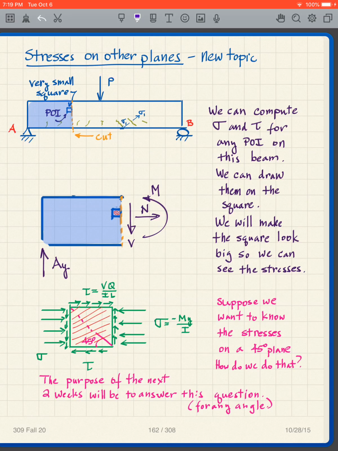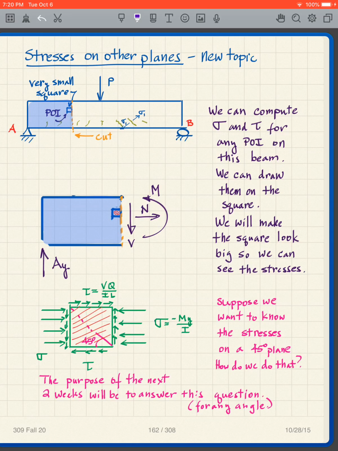So what we have done at this point is that we can compute sigma and tau for any point of interest on this beam. So I have this beam here, and if I ask you, I can pick any point of interest anywhere on this beam here, all over the place. I give you the point of interest. You can give me the sigma and tau for any of those points of interest.